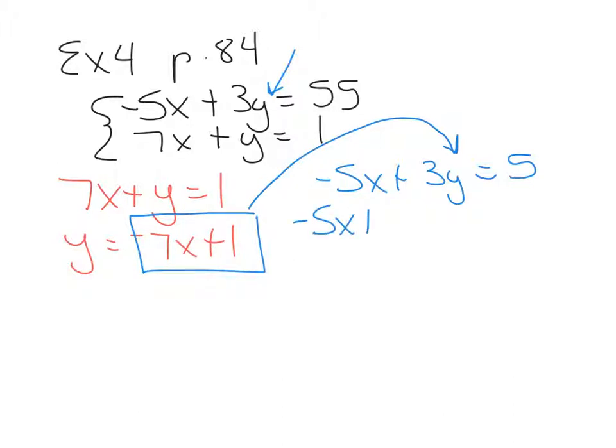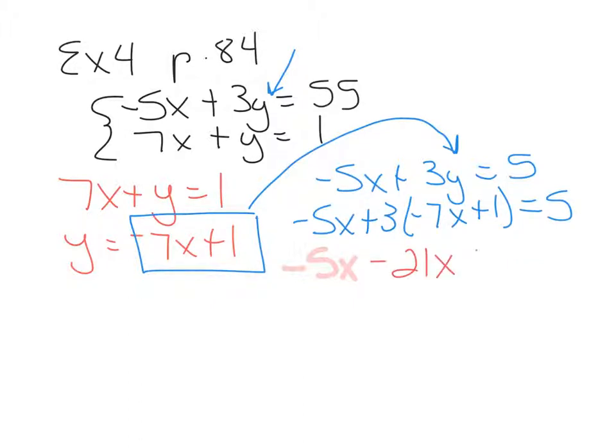Negative 5x plus 3y equals 55. We'll take our expression that's equal to y and put it right in there. So negative 5x plus 3 times negative 7x plus 1 equals 5. Then we're going to distribute, combine like terms, and solve. It looks like we're going to be solving for x here. So once I distribute, I have negative 5x minus 21x plus 3 equals 5. I got that by distributing: 3 times negative 7 is negative 21, and 3 times 1 is 3. These two terms are like terms, so we put them together as negative 26x plus 3 equals 5.